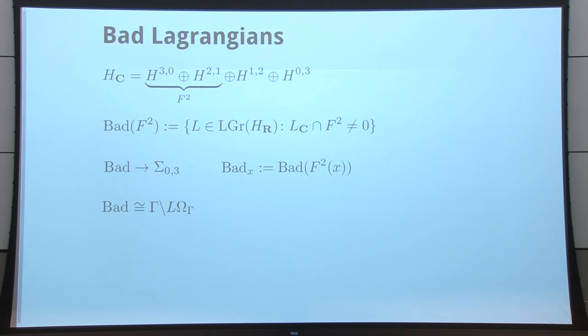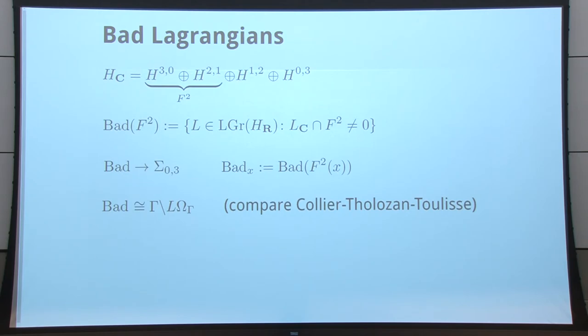And then I discovered that this was, in a similar setting, not assuming compact curves and things of this sort, essentially done by Collier, Tholozan, and Toulisse. I think tomorrow or on Friday, somebody will be speaking about exactly this work. So it turns out that you have this nice identification from the point of view of Hodge theory of these bundles. And how is it relevant to the question I began with?